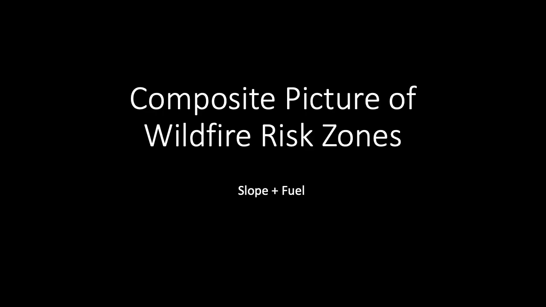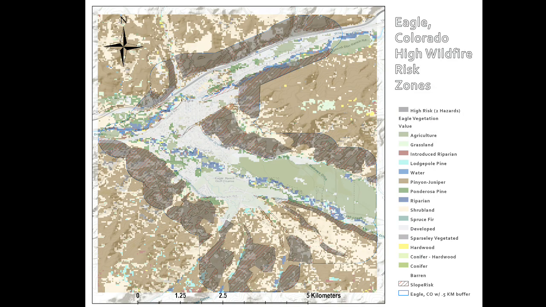Finally, I'll generate a composite picture of wildfire risk zones in Eagle. In the composite, I took the slope areas and overlaid them with the fuels areas. I mapped areas where medium to high slope and medium or high fuel load came together. This graphic shows the zones I visually mapped as high wildfire risk zones for Eagle, inside the half-kilometer buffer.